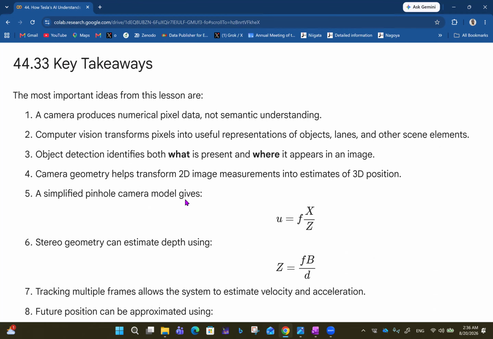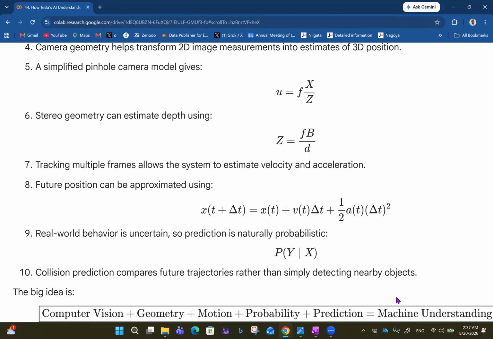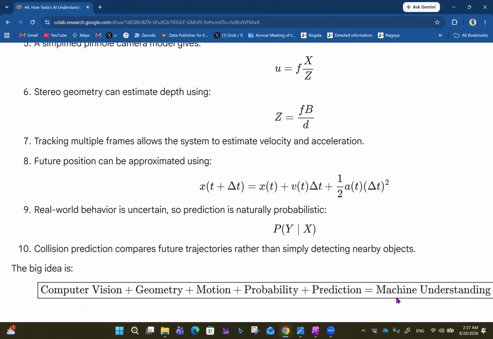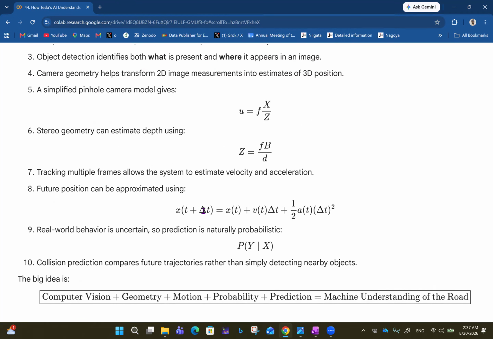A simplified pinhole camera model gives u equals fx over z, and stereo geometry can estimate depth using z equals fb over d. Tracking multiple frames allows the system to estimate velocity and acceleration. So future position can be approximated using this formula: x of t plus change in t equals x of t plus v of t times change in t plus half a of t times change in t all squared.